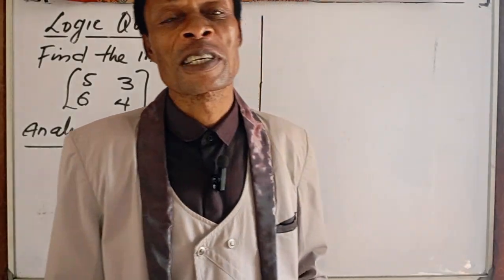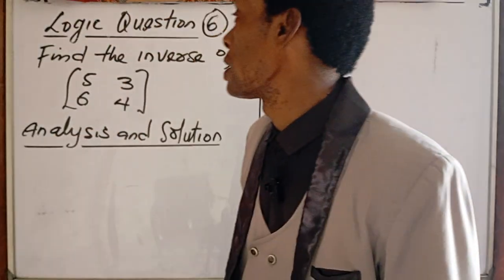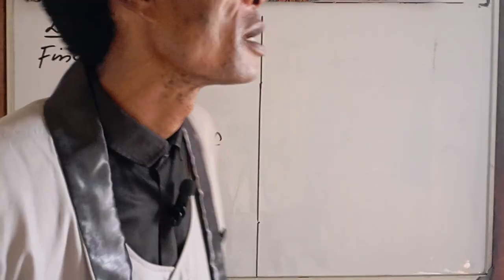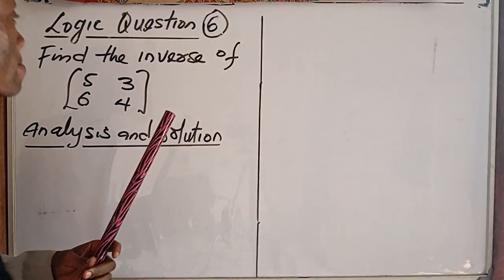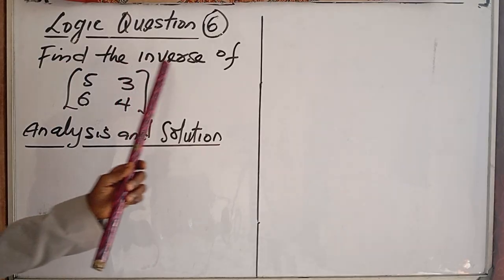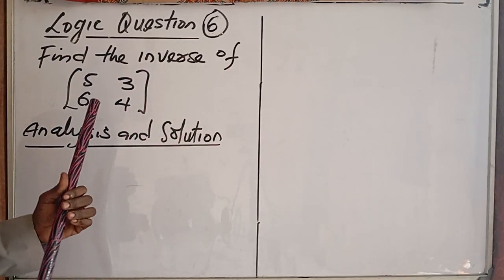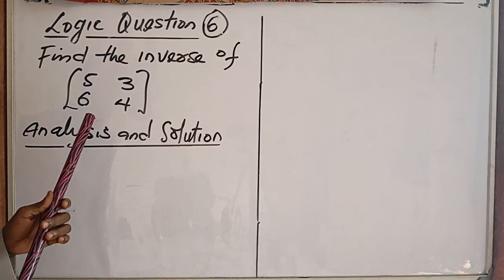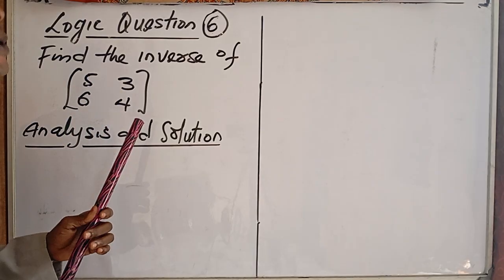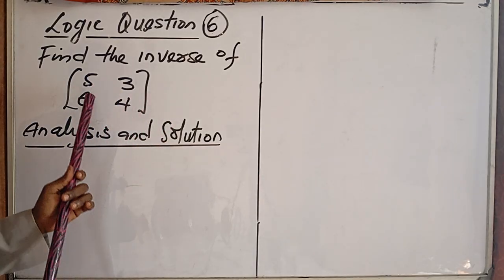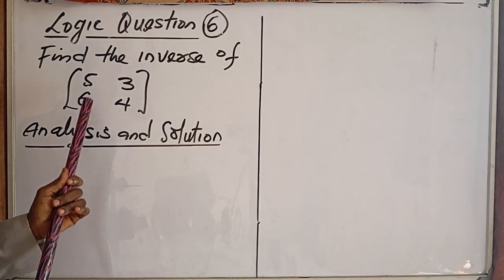So let's consider logic question 6. This question says we should find the inverse of the matrix. As you can see, this is 5, 3, 6, 4. So find the inverse of 5, 3, 6, 4.